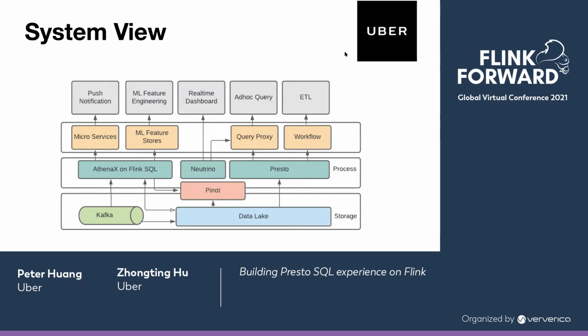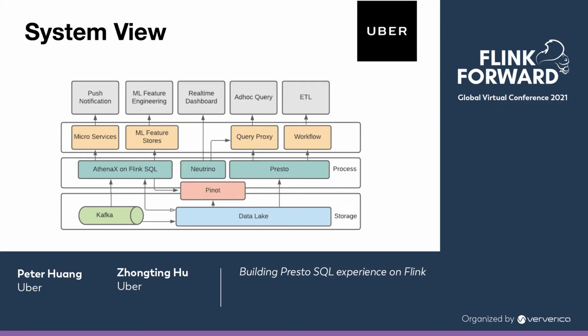Behind those use cases, we have different types of systems to support them. We can see from the bottom, the first one is Kafka and the data lake. Data is ingested into Kafka, and also by using Hoodie to ingest the data lake. At Uber, we run Hive as our data lake. So AthenaX on the left queries data in Presto and in Kafka, and also pushes the data into microservices or right into Cassandra or our internal key value store as a feature store.